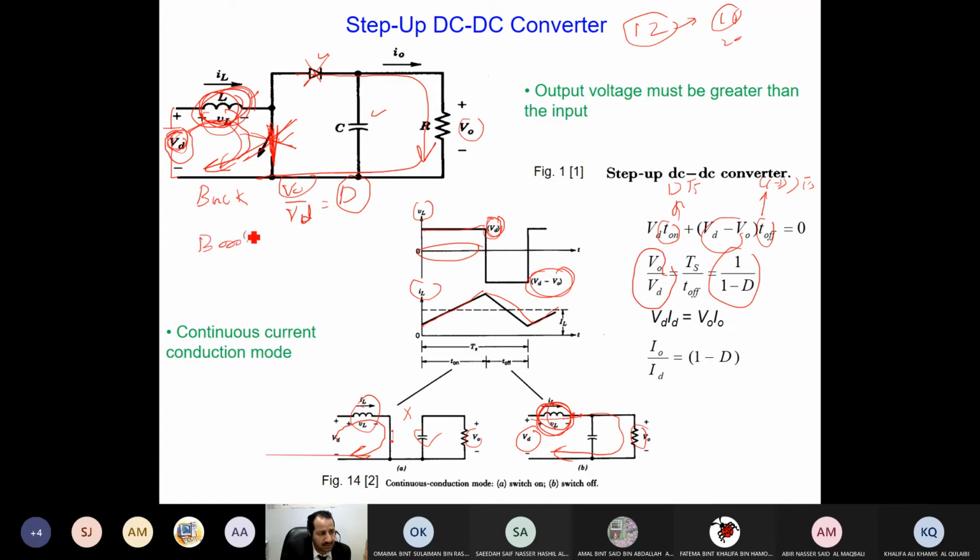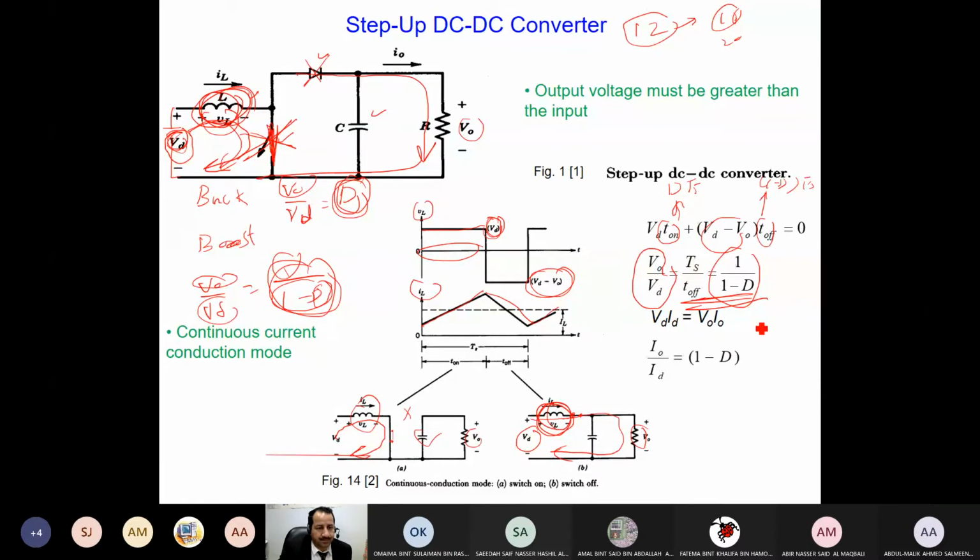But in boost, we just derived the formula here, as you can see. VO over VD equals 1 over 1 minus D. Okay, have a look. D is smaller than 1, right? Agree with this? Okay. So 1 minus D is lower than 1. So 1 divided by something lower than 1 gives greater than 1, which means my output is greater than my input. So this is the boost effect. This is the buck effect. This is the step up effect. This is the step down effect. Easy?